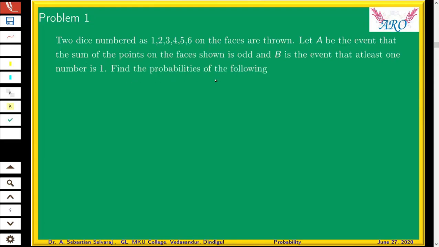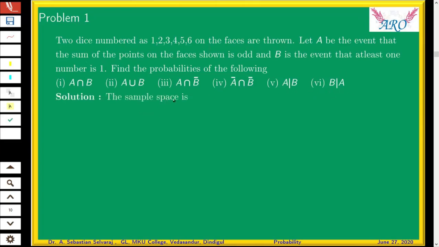Then find the probabilities of the following: A intersection B, A union B, A intersection B bar, A bar intersection B bar, A given B and B given A. We have to find the probabilities for these.